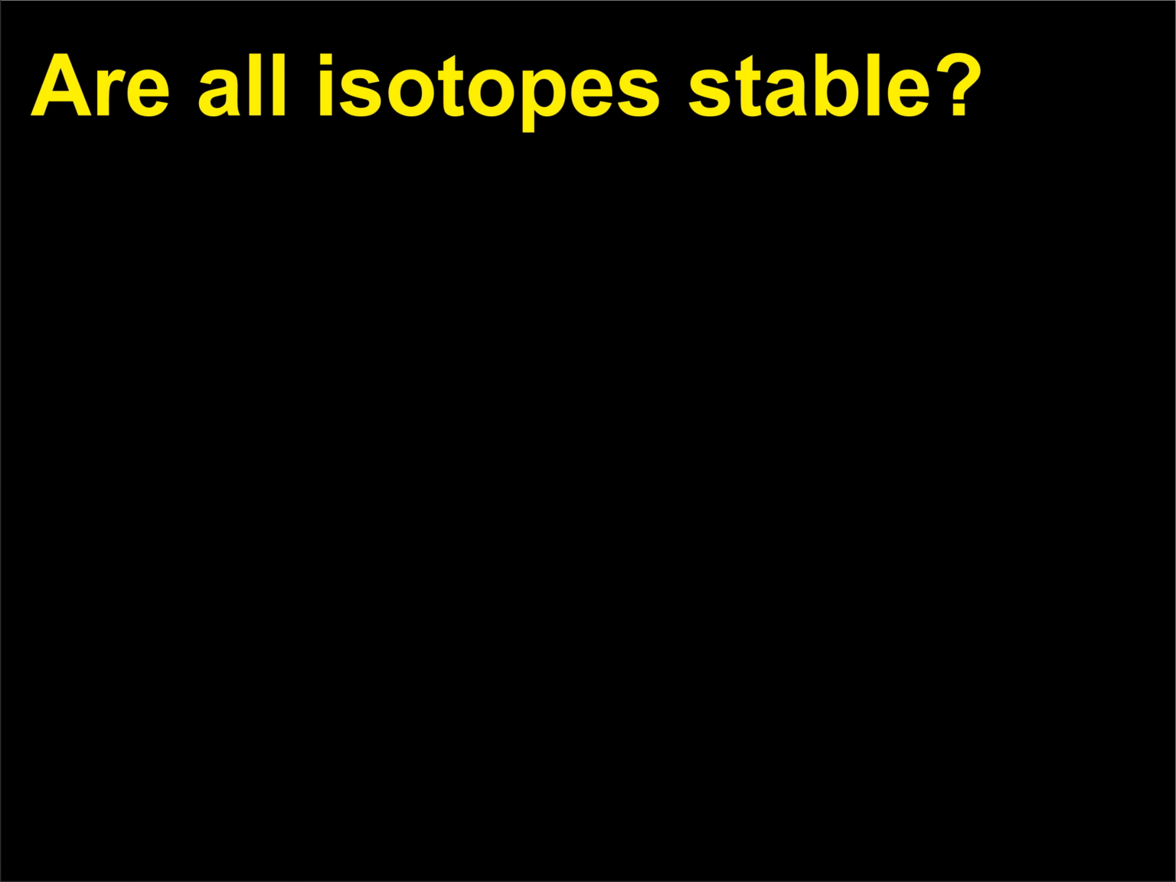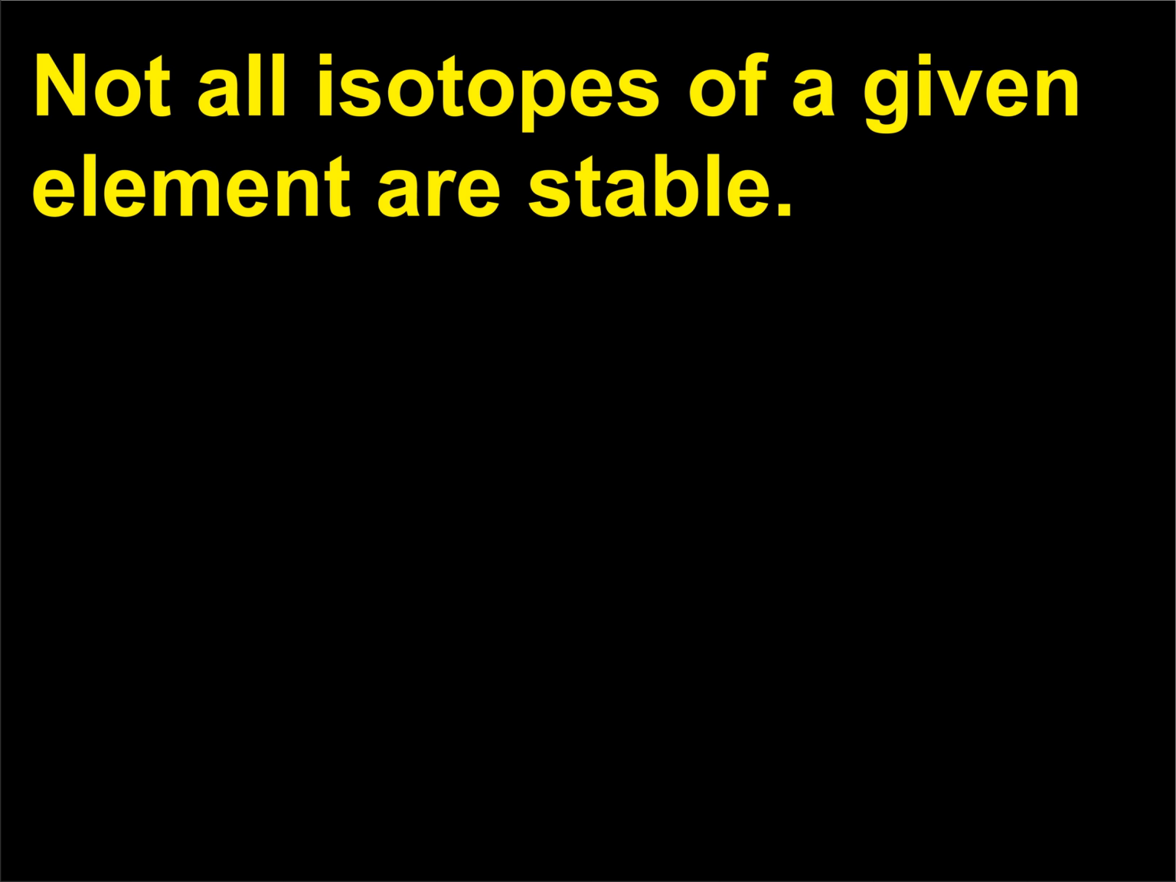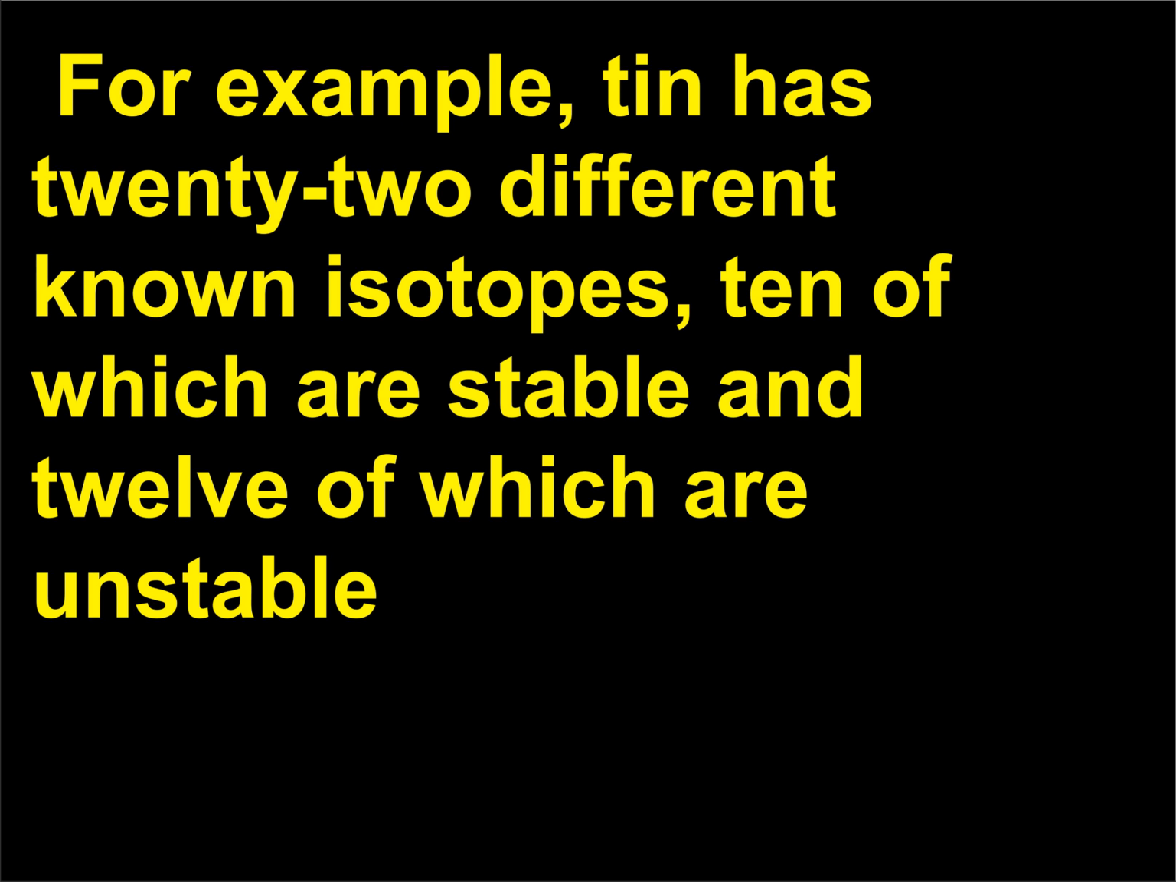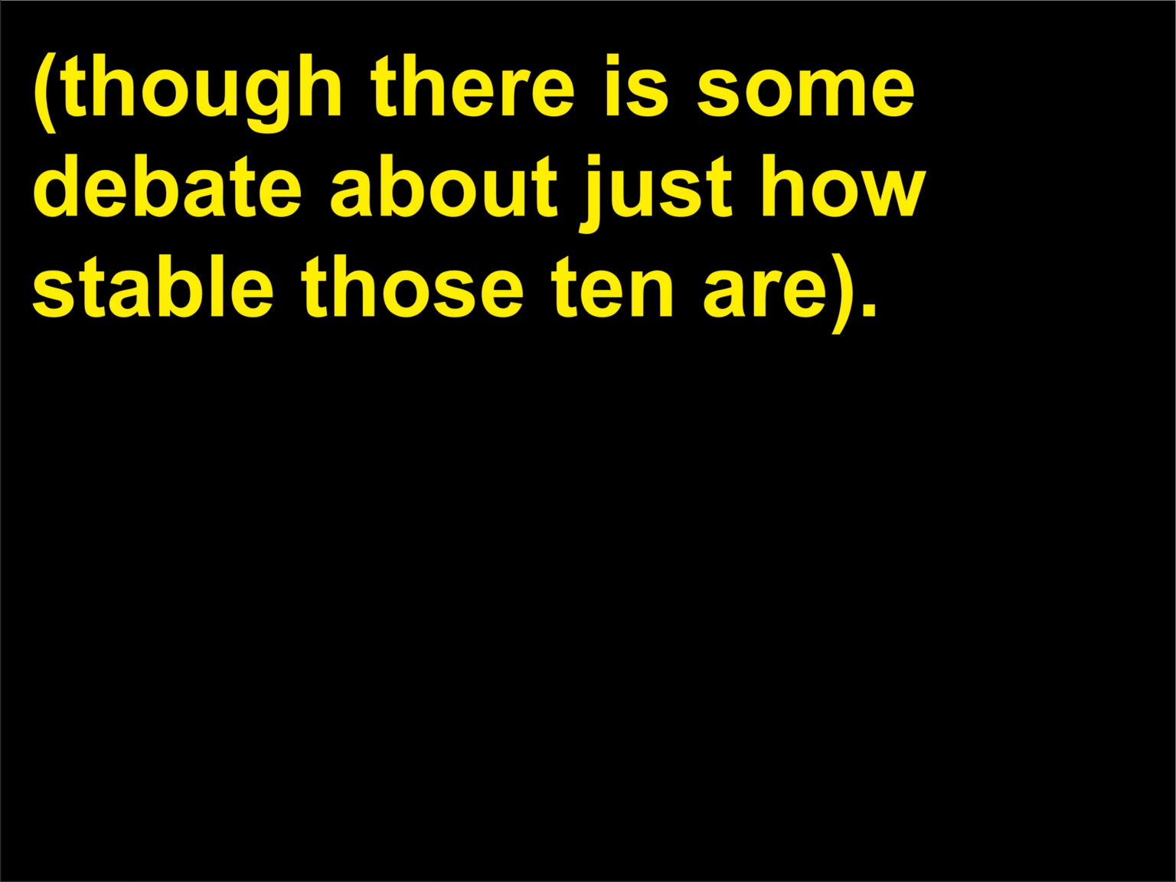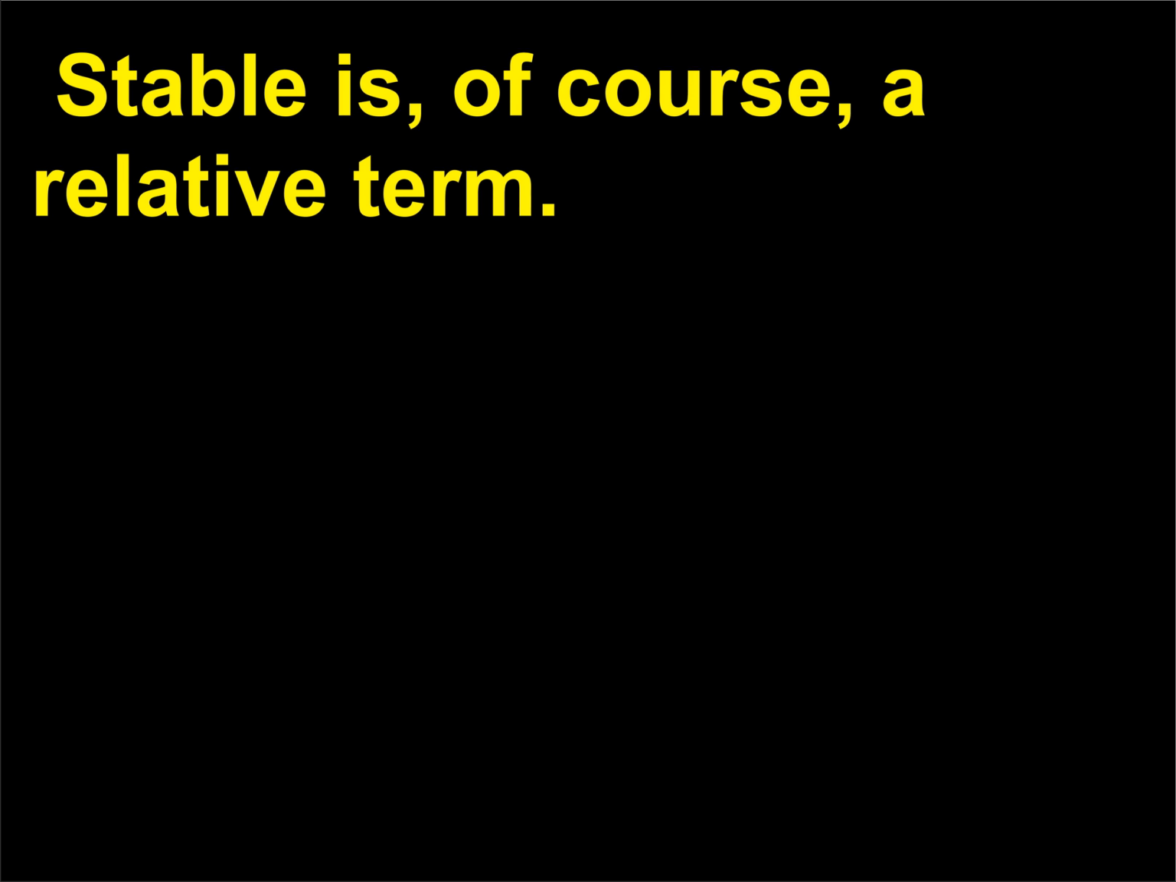Are all isotopes stable? Not all isotopes of a given element are stable. For example, tin has 22 different known isotopes, 10 of which are stable and 12 of which are unstable. Though there is some debate about just how stable those 10 are. Stable is, of course, a relative term.